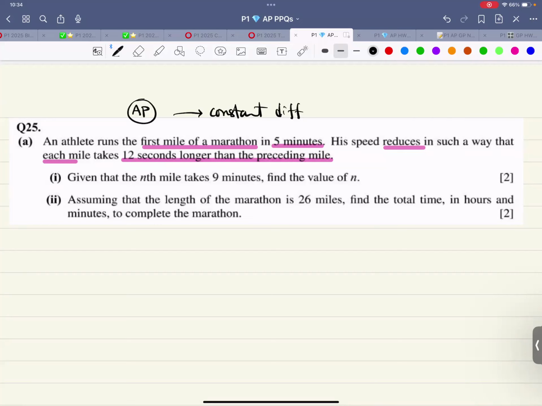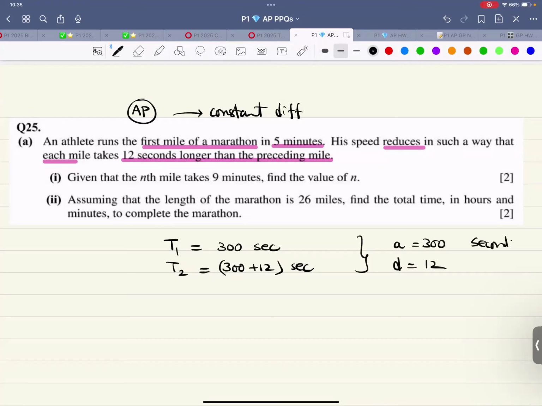Now, the first mile in 5 minutes. So T1, that's 5 into 60. That is 300 seconds. That's the first term. And then the second one is 12 seconds longer. So 300 plus 12 seconds. That means first term is 300, common difference is 12. And everything is in seconds. So now the units are seconds, there are no more minutes.